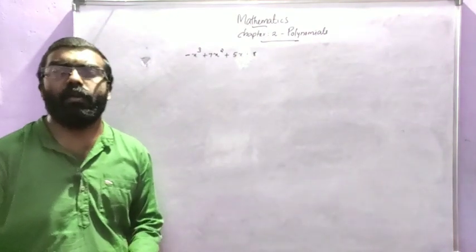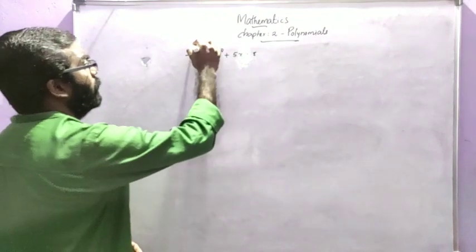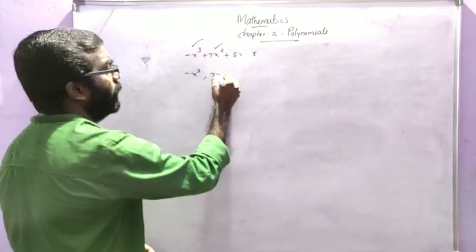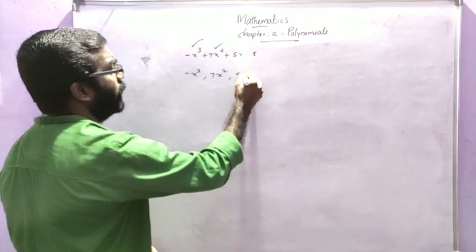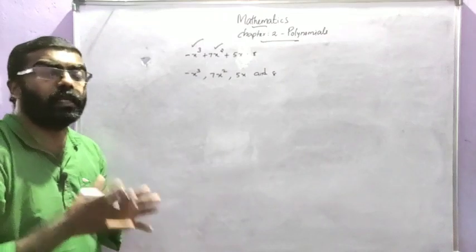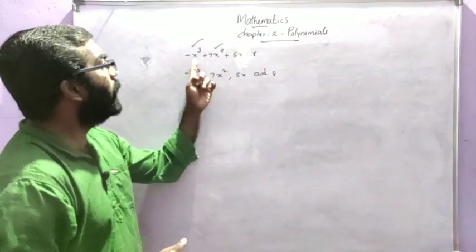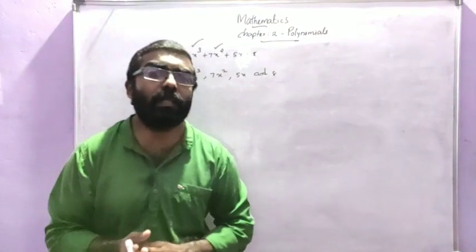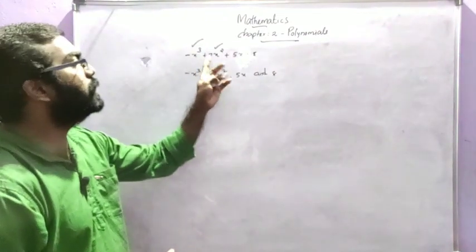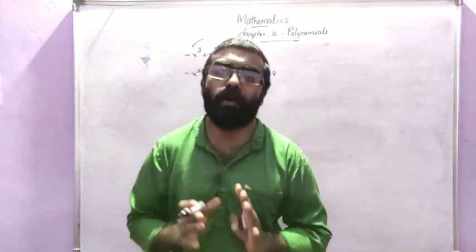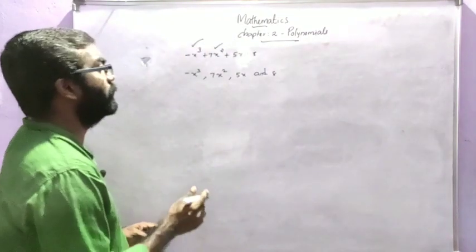Can you say the terms of the polynomial? Here the terms are minus x cube, 7x square, 5x and 8. The term means the variables or constants, the algebraic expressions separated by the symbol plus or minus. Each term of a polynomial has a coefficient.